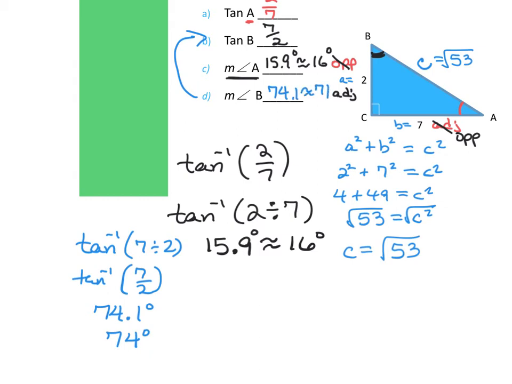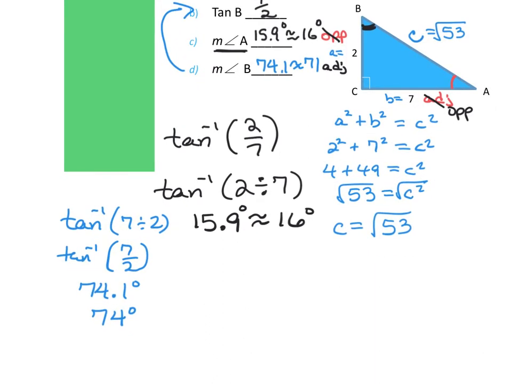Now, remember, one way you could check yourself is that the three angles of a triangle add up to 180. Also, angles A and B are complements. So all you had to do to double check was add 16 plus 74. If this does not add up to 90, you've done something wrong. So this is a way that you could double check your answer to make sure that you've done it correctly.